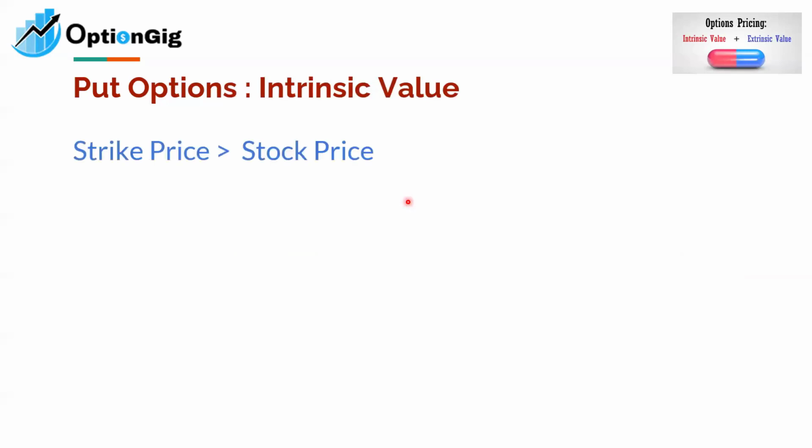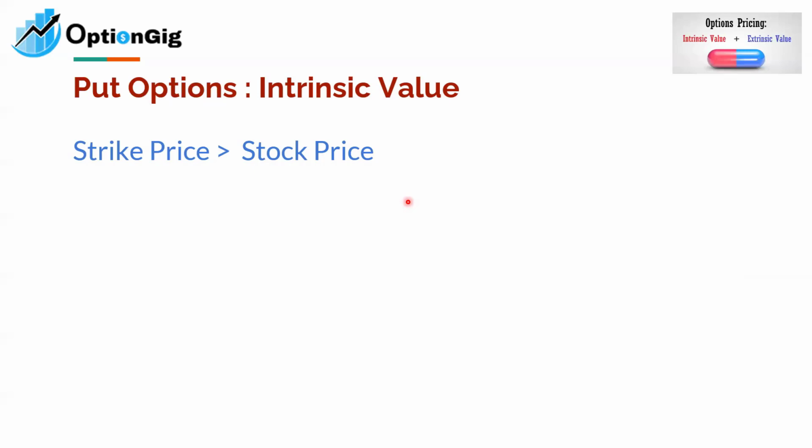So when we talk about put options, if your strike price is greater than the stock price, it means a put option allows you to sell the stock at the strike price. So if the strike price is higher than where you could sell in the market, it is beneficial to have that put option.